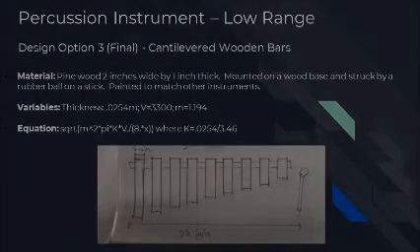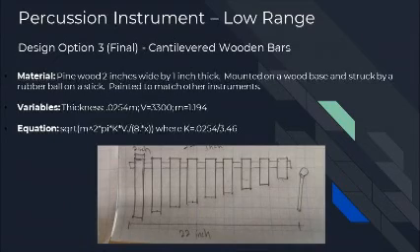Slide 11 contains my design option 3, the cantilevered wood block instrument design. This is made out of the same material as option 2, 2 inch wide by 1 inch thick pine wood mounted on a wood base. Also played with a rubber ball on a wooden stick, and that includes the variables and equations as well.